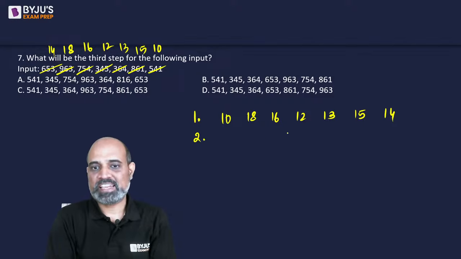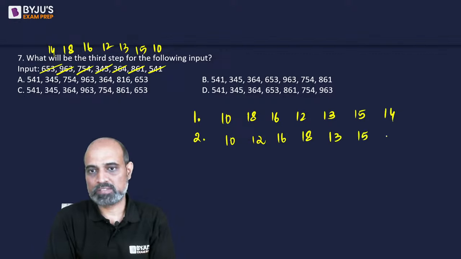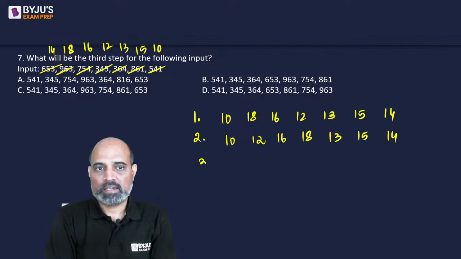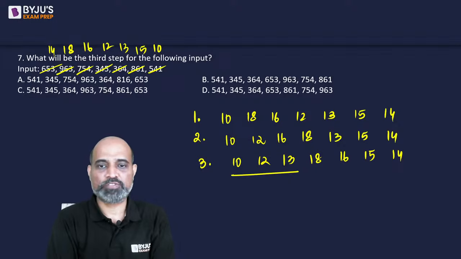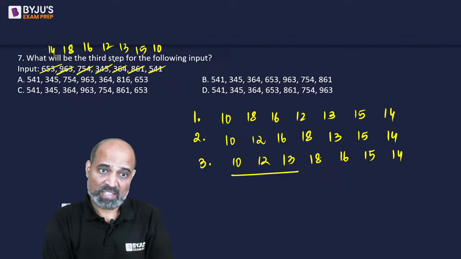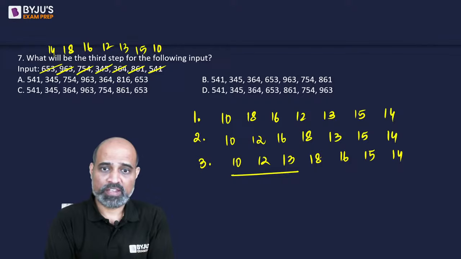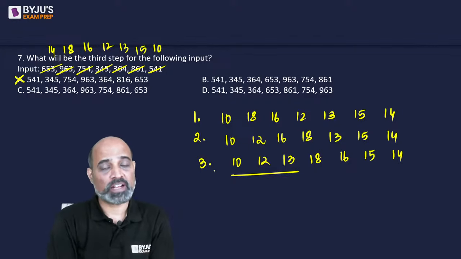Now after 10, in the next step 12 should come in. So 12 comes in and 18 goes to its place. In the third step 13 will come in and 16 takes its place. So we are supposed to have 10, 12 and 13, that is 541. 12 is 345 and 13 is 364. So A cannot be our answer.